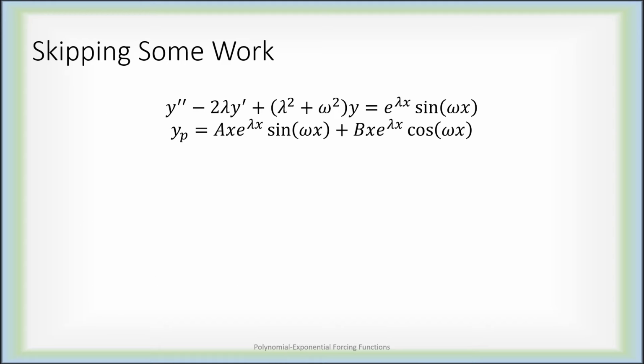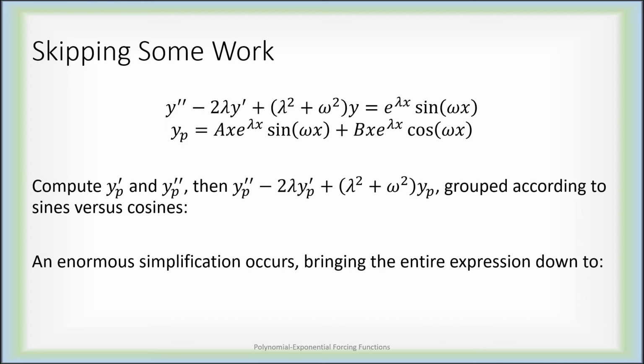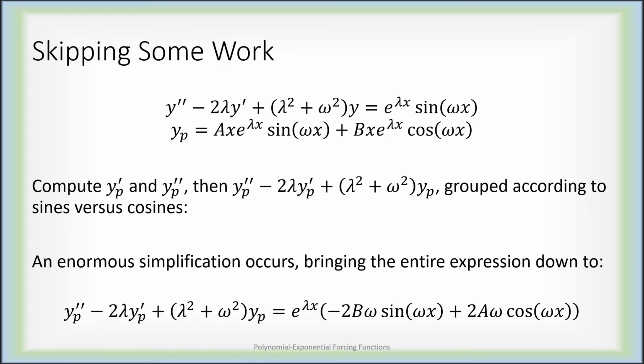So skipping over some work, here is the differential equation with the forcing function we're trying to solve and our proposed solution. Once we compute yp prime and yp double prime, throw them into the differential equation, and then group according to whether we have e to the lambda x sine omega x or e to the lambda x cos omega x, here's what you would get. There's a whole lot of simplification, but it just boils down to this.